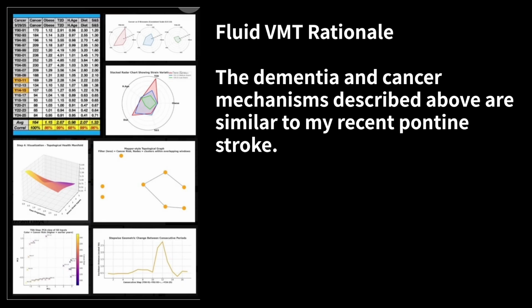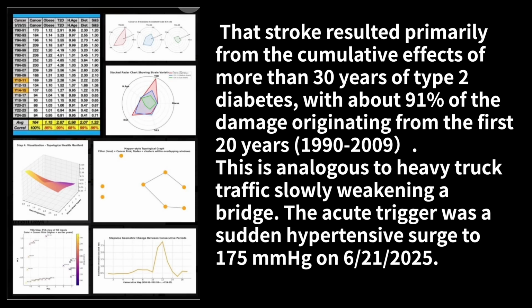Fluid VMT rationale. The dementia and cancer mechanisms described above are similar to my recent pontine stroke. That stroke resulted primarily from the cumulative effects of more than 30 years of type 2 diabetes, with about 91% of the damage originating from the first 20 years, from 1990 to 2009. This is analogous to heavy truck traffic slowly weakening a bridge. The acute trigger was a sudden hypertensive surge to 175 mm of mercury on June 21, 2025.